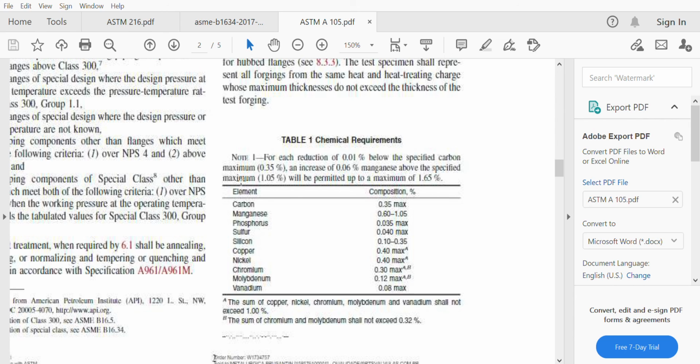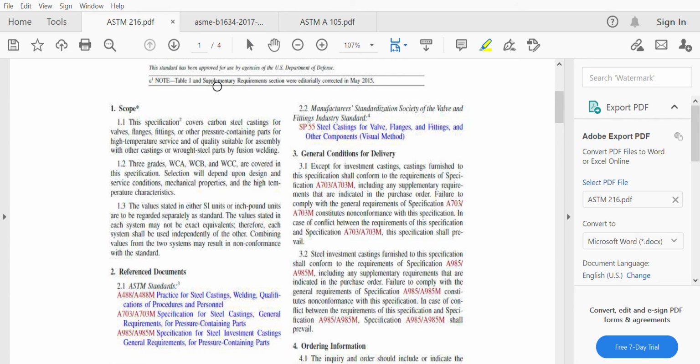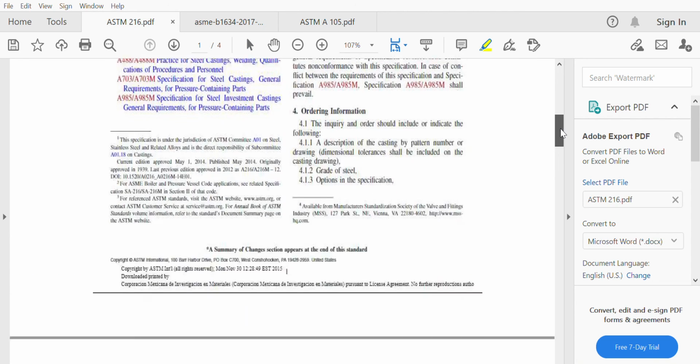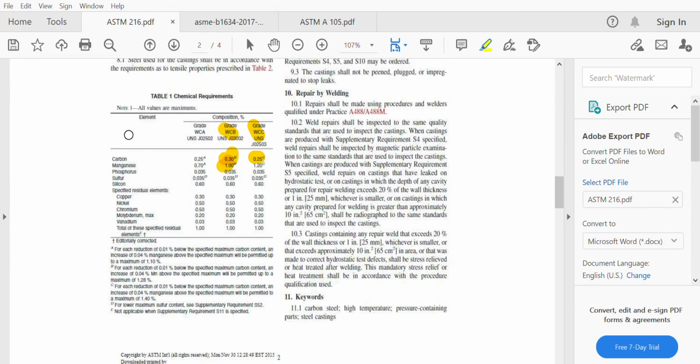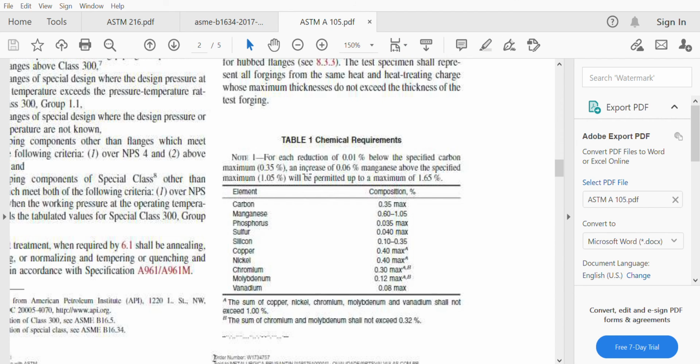So that's it for ASTM A105. And another thing: when we were discussing ASTM 216, you can see that in this particular table there were three grades of material: WCA, WCB and WCC. But in case of ASTM 105, there is only a single grade. There is no different grade. That's why there is no separate name for this particular material. It is known as ASTM 105 only.